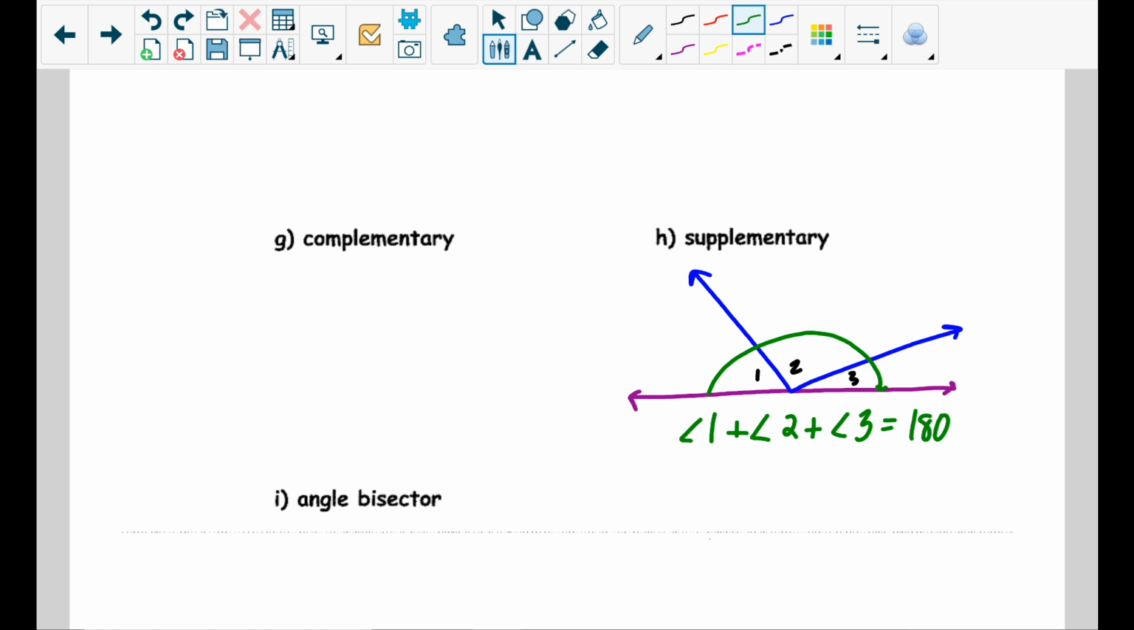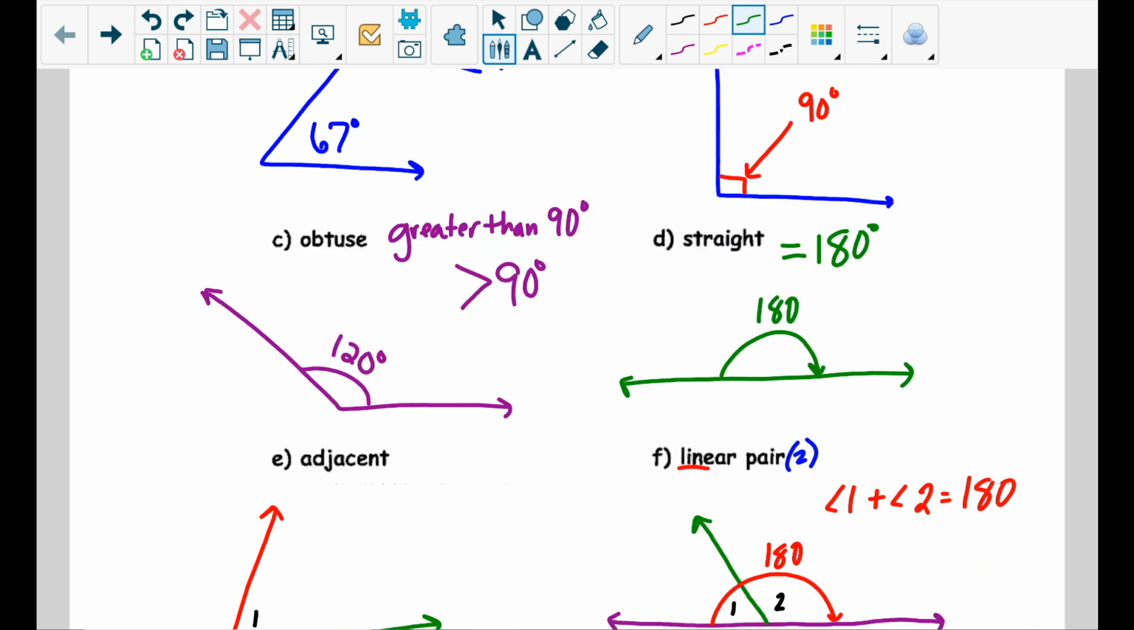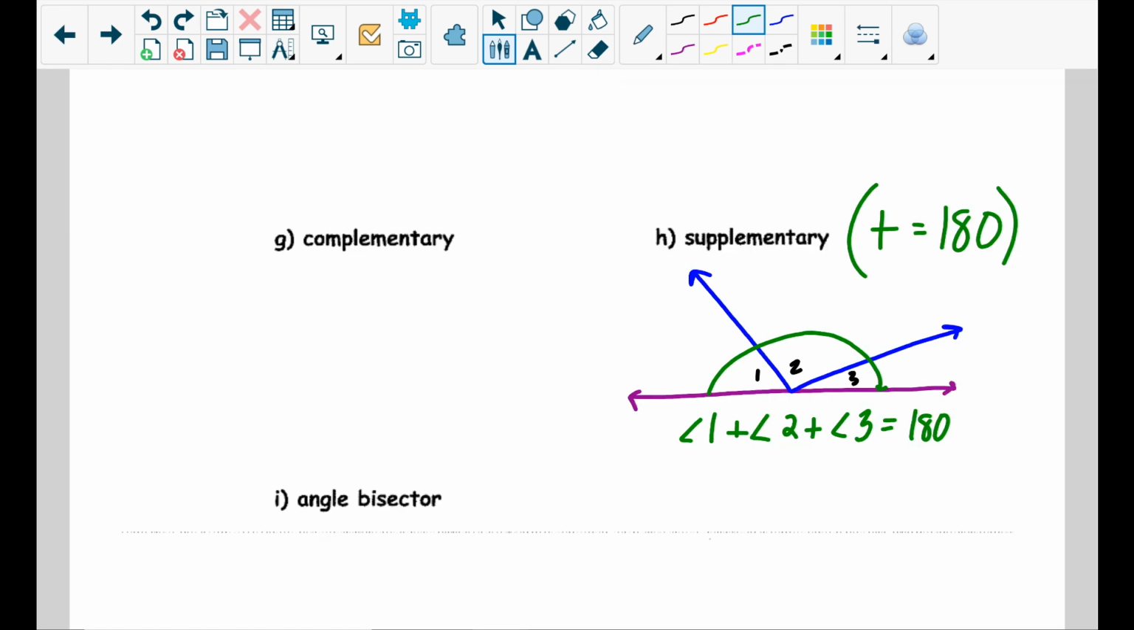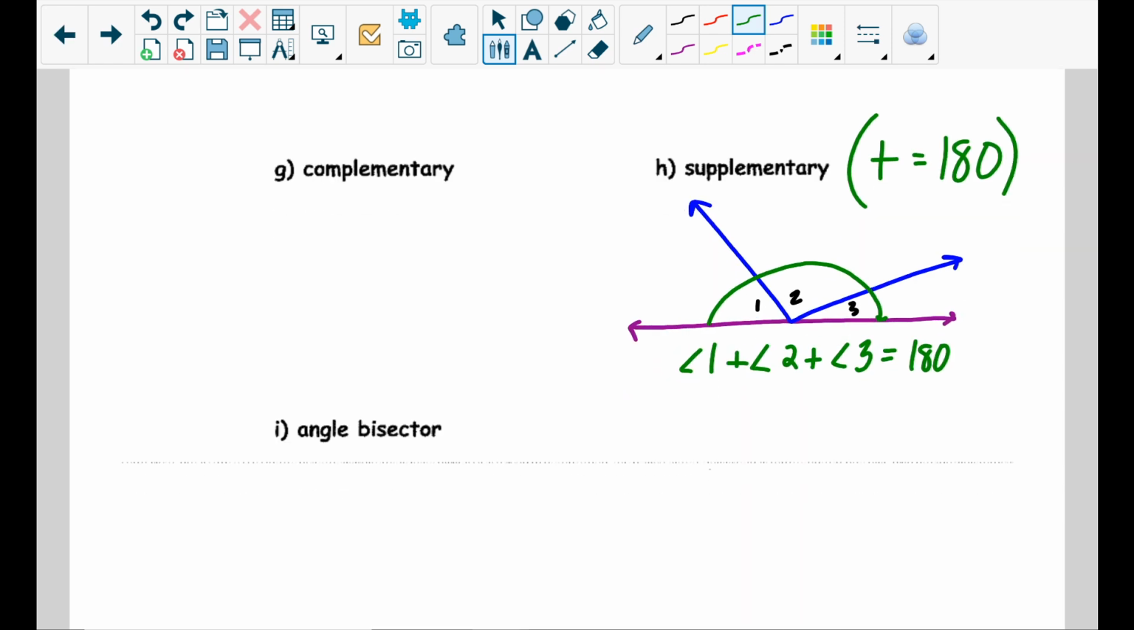That's why I put 3 on here. Supplementary can be any number of angles, but it adds up to 180. That's the big thing here. Adds up to equal 180, however many angles I have. Now, if I go back to linear pair, it's also supplementary. Does that make sense? Linear pair is just 2 angles though. Supplementary can be more than 2, but it could just be 2. So linear pair and supplementary both 180.